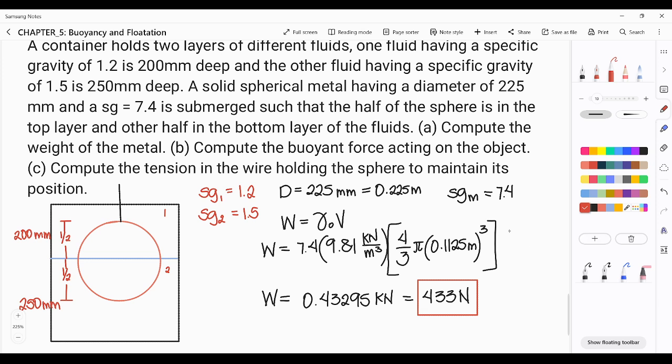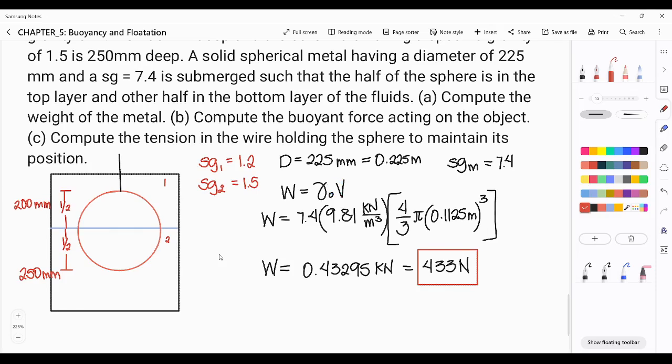And then we are asked to compute the buoyant force acting on the object. Since meron tayong dalawang fluid, yung bawat fluid na yan ay mag-exert ng buoyant force sa object natin. Tama ba? Are we clear? So, magkakaroon ng buoyant force yung fluid 2. Mag-exert yan ng buoyant force. Kung may drawing ko lang, yan, buoyant force. Tapos ito rin, buoyant force 1. Tapos ang object natin, may weight yan, di ba? Weight of our object.